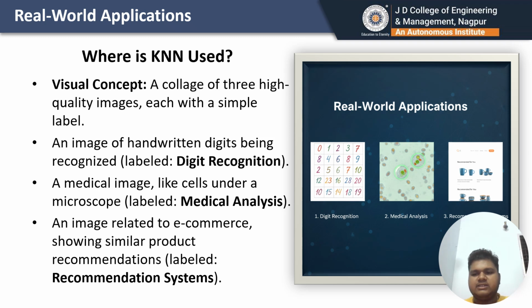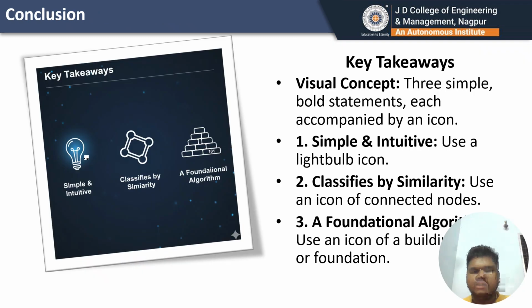Despite its limitations, KNN is used in several real world applications. It's a classical method for handwritten digit recognition. It can be used in medical analysis to classify cells, and its principles are even applied in recommendation systems to find similar items for you to buy. So let's go to the final slide.